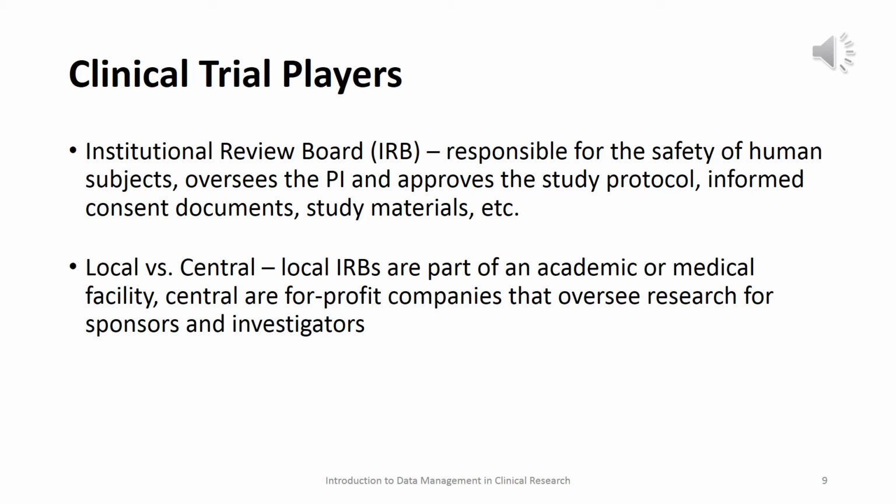As I mentioned on an earlier slide, we have local IRBs and we have central IRBs. Local IRBs are part of academic medical centers or some other medical entity. A central IRB is a for-profit company that oversees research for sponsors and investigators. There are a number of central IRBs around the country. We have several of them that operate right here in our area, and they can be large companies or smaller companies. It just depends on what their capabilities are. But it's important to understand the difference between the two. The local IRB is actually a part of a larger medical facility, whereas a central IRB is a standalone company.